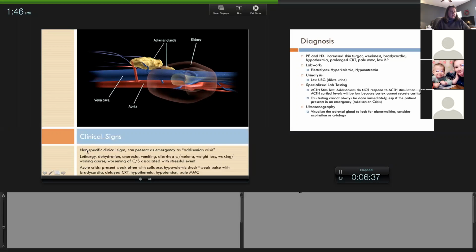They can have very non-specific lethargy. They might be a little dehydrated. They might have some anorexia and vomiting. They can potentially have some diarrhea with some melena. But if I look at these first clinical signs, that can point to a plethora of diseases. Like nothing in those clinical signs is like ding, ding, ding, pointing at a disease. So the problem is in early Addison's disease, it's kind of nonspecific.